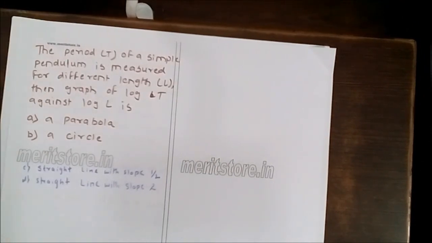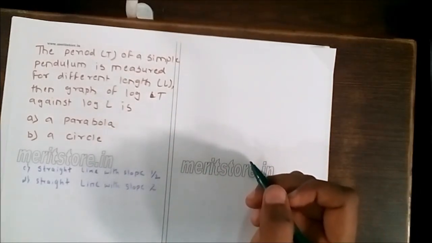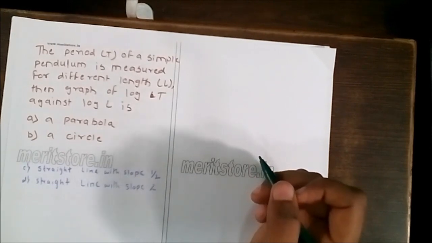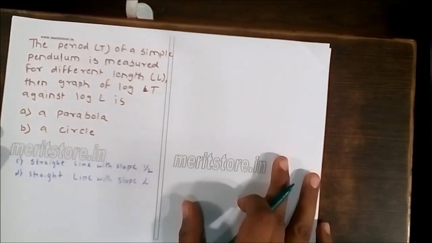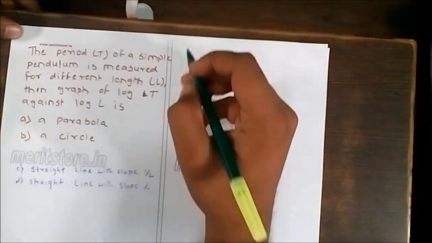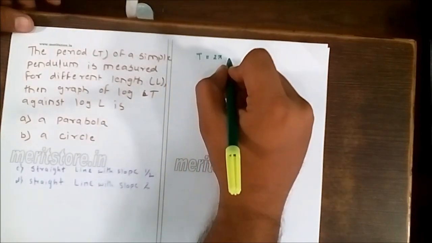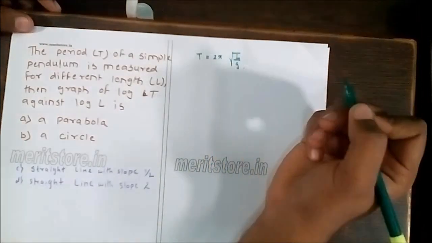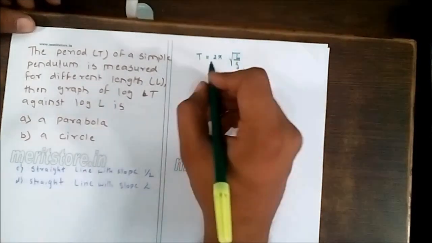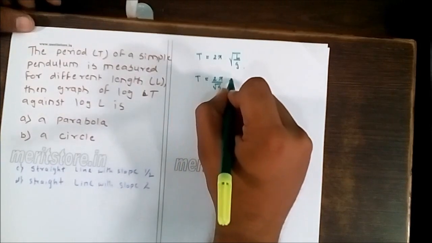So we have the next question. The period T of a simple pendulum is measured for different lengths. Then the graph of log T against log L is... Now this is a typical question and also very important regarding the CET examination. So we'll see. T is equal to 2 pi under root of L by g. So here I get T is equal to 2 pi upon root of g into root of L.